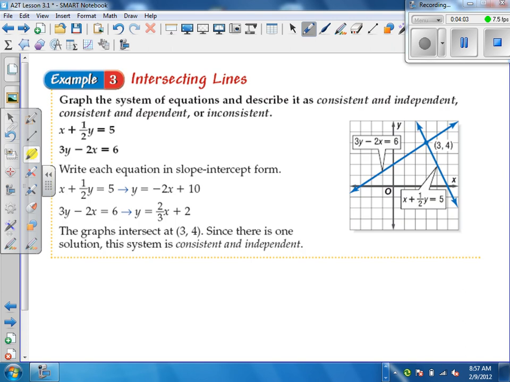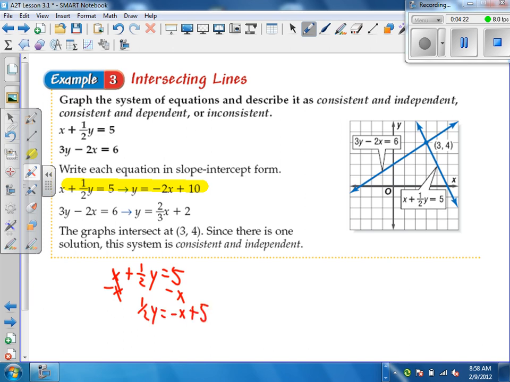So for intersecting lines here, let's go through the process of solving for y. So x plus 1/2 y is equal to 5. They're showing you what it's equal to, but let me just show you, because you need to do this in your assignment. You're going to subtract x. So now I have 1/2 y is equal to negative x plus 5.